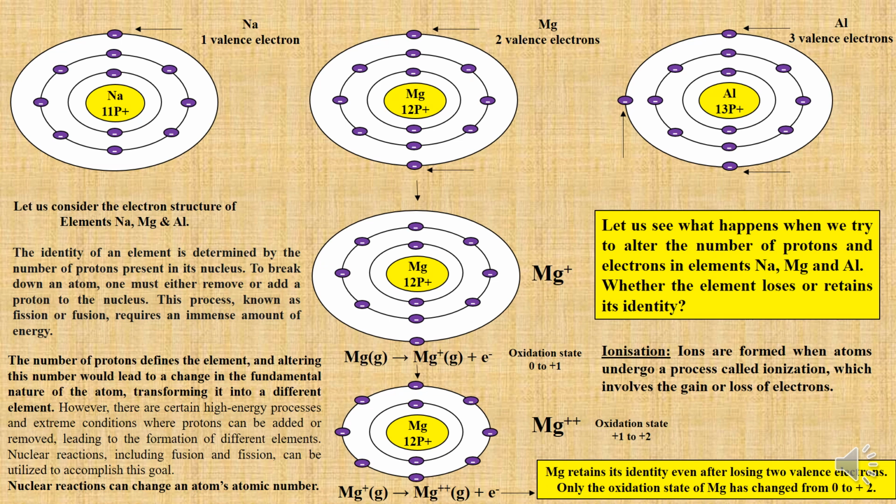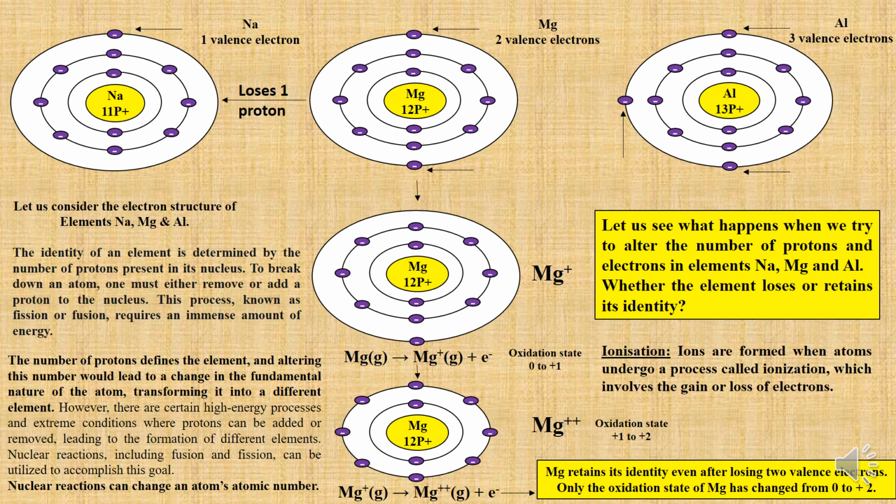So what is the change that you observe? The only change is that the oxidation state of magnesium has changed from 0 to +2 while retaining its identity. Now this is what happens when you try and alter an electron in a particular atom. Now let us see what happens when you try to alter the protons.